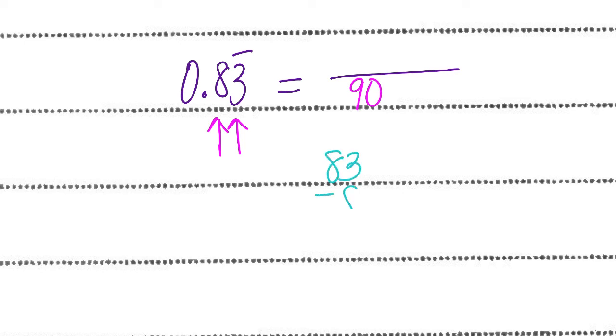Let's talk about this again. In the fraction, because of the repeater, I'm going to have 1 9. Because of the 8, I'm going to have 1 0. I'm going to take the whole number 83 and subtract the non-repeater. 83 minus 8 is 75. So here's what we get, but we do have to reduce. I know 75 and 90 both can be reduced by 15, where I get 5 over 6.